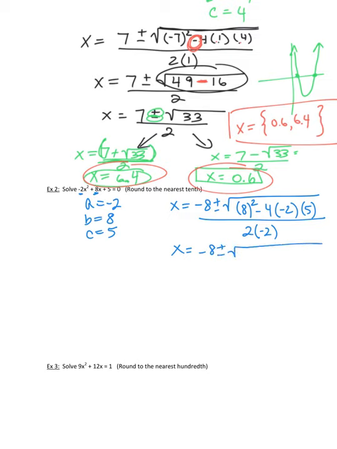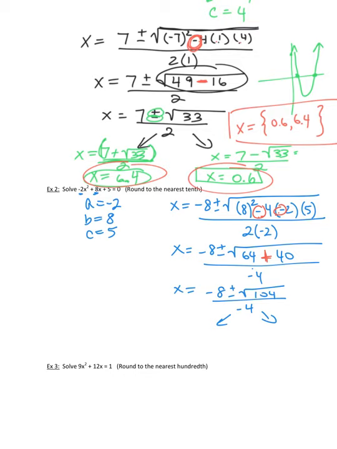-8 plus or minus the square root of 8 squared is 64. Now this is the part I was talking about before. If you count the number of negatives, you have a negative and another negative. If you have two negatives, an even number of negatives, you'll be adding. It's kind of a quick way of figuring out if this is going to be a plus or a minus. And then you can now ignore the signs and just multiply 4 times 2 times 5. 4 times 2 is 8 times 5 is 40. So it would be 64 plus 40. All of it divided by 2 times -2 is -4. So x equals -8 plus or minus the square root of 64 plus 40 is 104. All of it divided by -4.